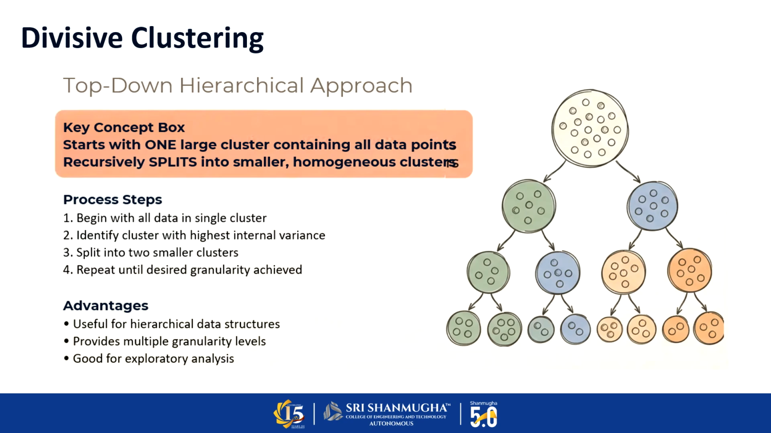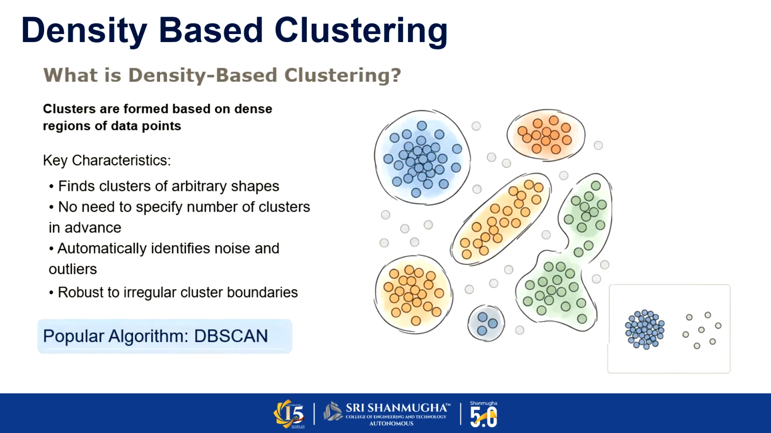So agglomerative clustering has a time complexity of O(n² log n) in its basic form, making it slow for very large data sets. For small to medium data sets, it's okay. It works very well. But for a large data set, you have to consider mini batch or approximate hierarchical methods.